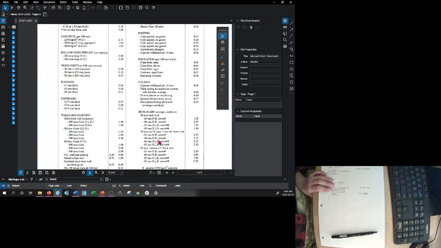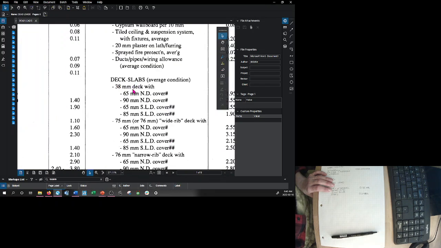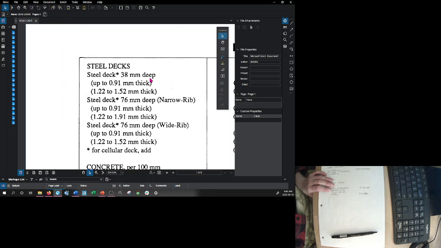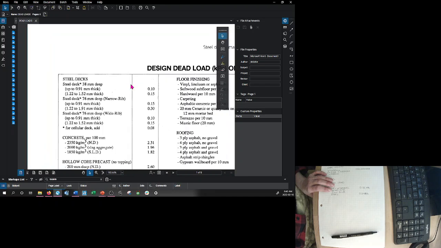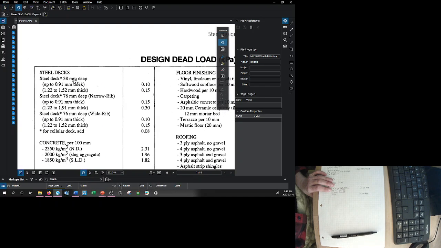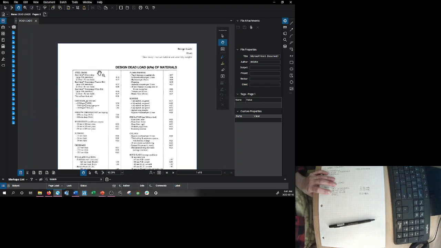The next one was metal deck. Now, there is over here a deck slab, which would be 38 deck with concrete. That's not what we have. We have just a regular old metal deck. So a steel deck, 38 millimeters deep, up to 0.91 millimeters thick. We carry an allowance of 0.1. So 0.10 kPa. The other one was 12 millimeters of gypsum wallboard.